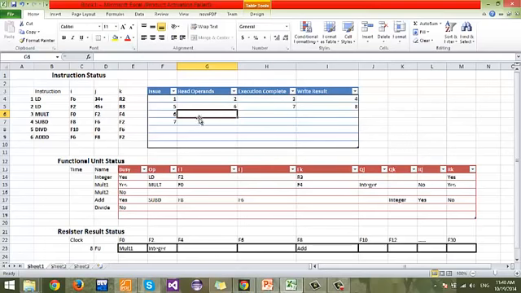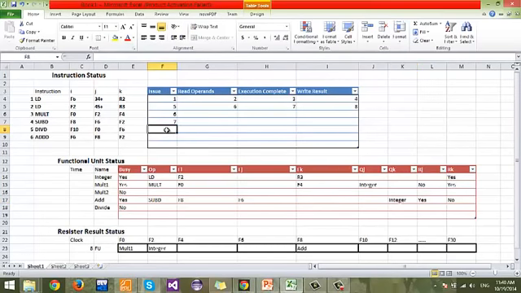And what about sub d? Can it go to read operand stage? No, it also cannot go to read operand stage, as it's also dependent on integer, that means load2, which has not yet finished its writing function.